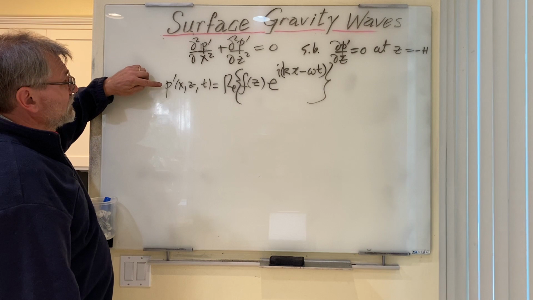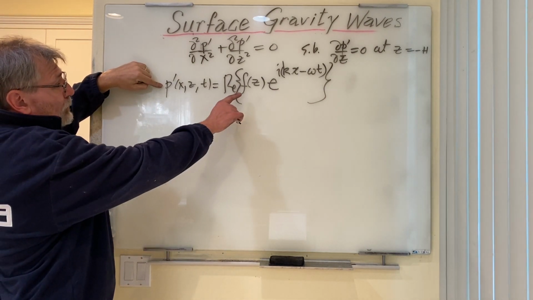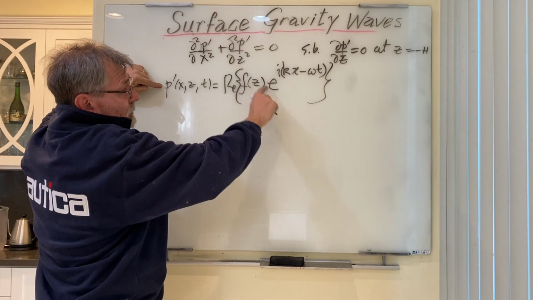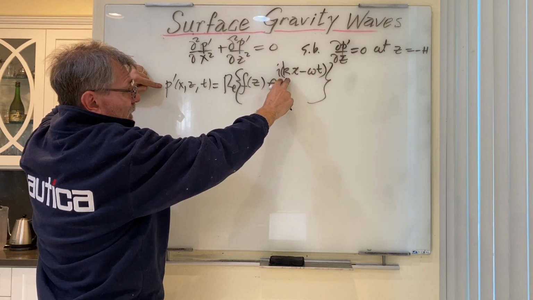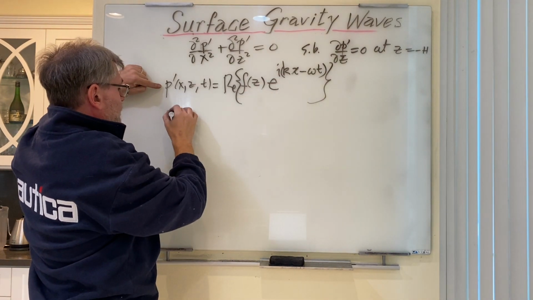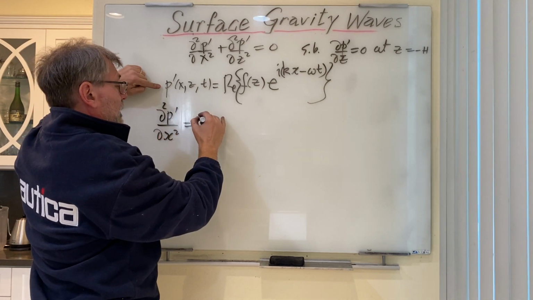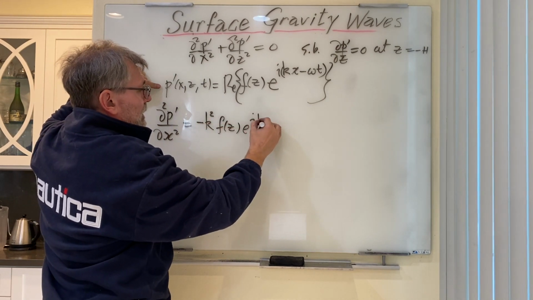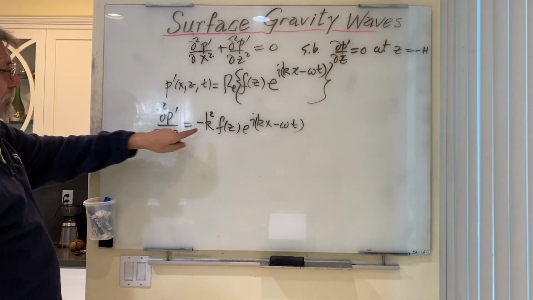If I substitute this into this equation, then I take two x derivatives of p prime, and each time I take an x derivative, it's like multiplying by ik, right? The derivative of the exponential is the exponential, it doesn't change. So I get ik multiplied by itself twice for the x derivative. That gives me a minus k squared. So d2p prime/dx squared is equal to minus k squared f of z e to the i(kx minus omega t).